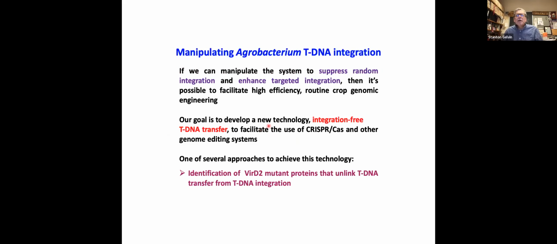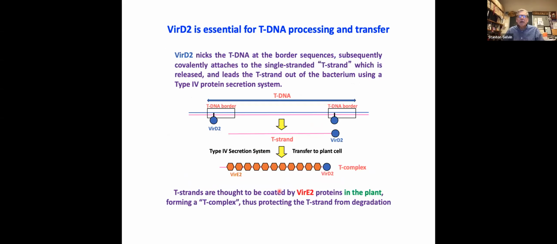So what we're trying to do is develop this new technology we call integration-free tDNA transfer. We're using several different approaches. One approach is to identify mutations in VirD2, an Agrobacterium protein, that uncouple tDNA transfer from integration. So how does this work?